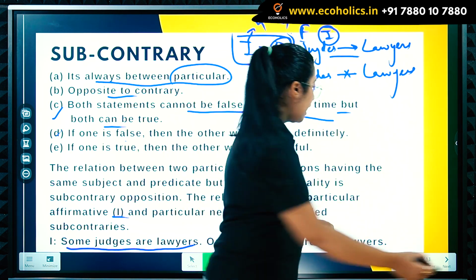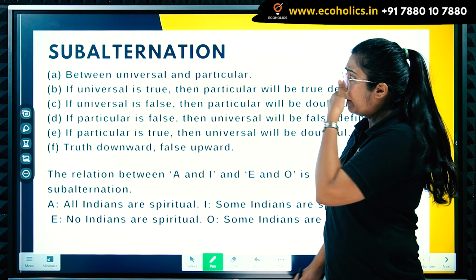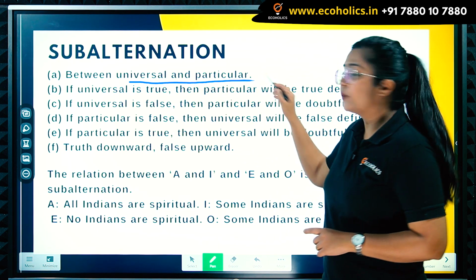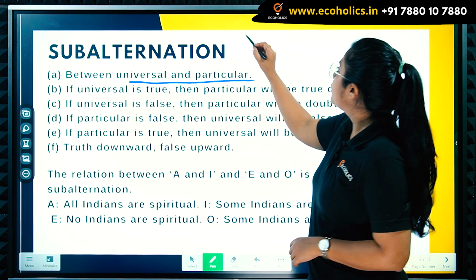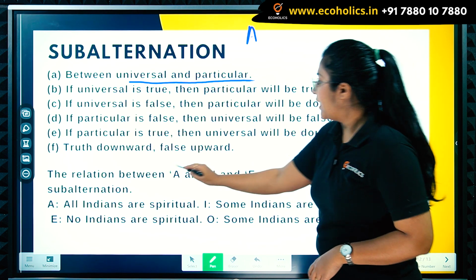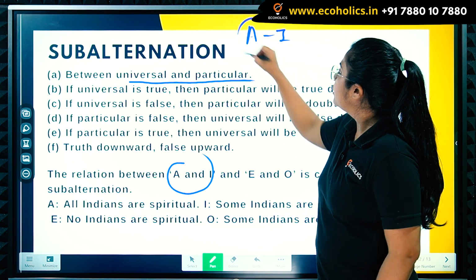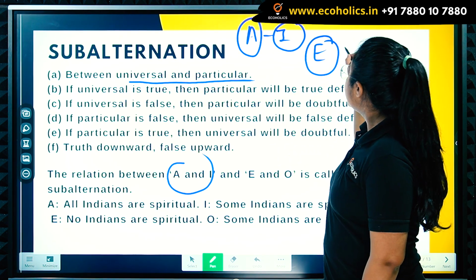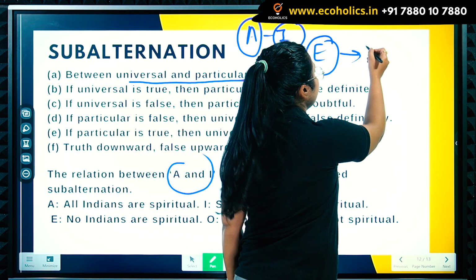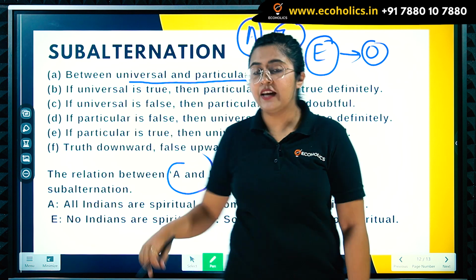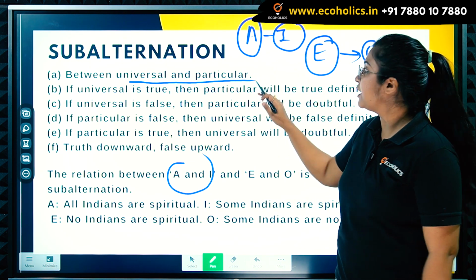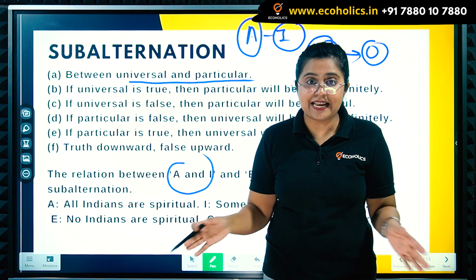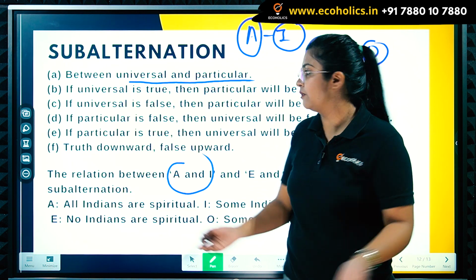Okay, now finally, after the subcontrary, we have subalternation. Subalternation is between universal and particular. So we have A and I, universally affirmative and partially affirmative, and E and O, universally negative and partially negative. The concept of subalternation is between these two pairs of statements, sentences or propositions.